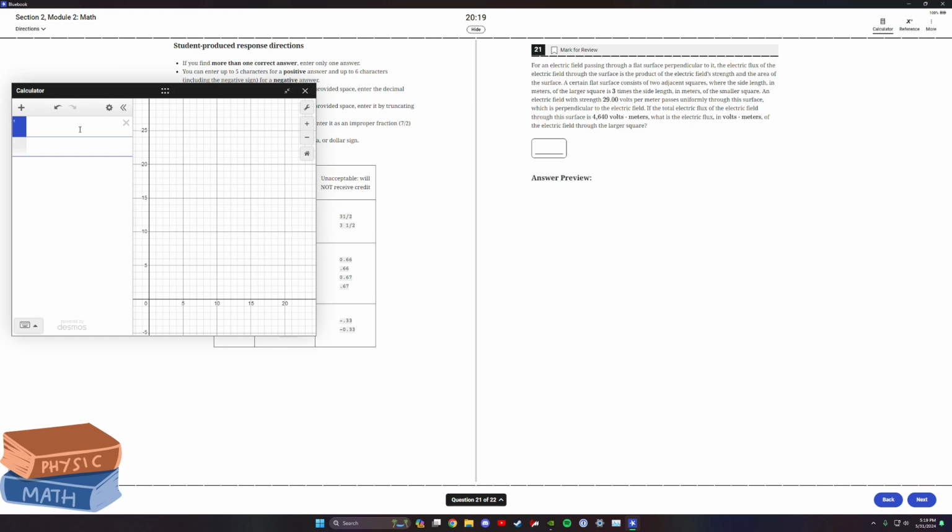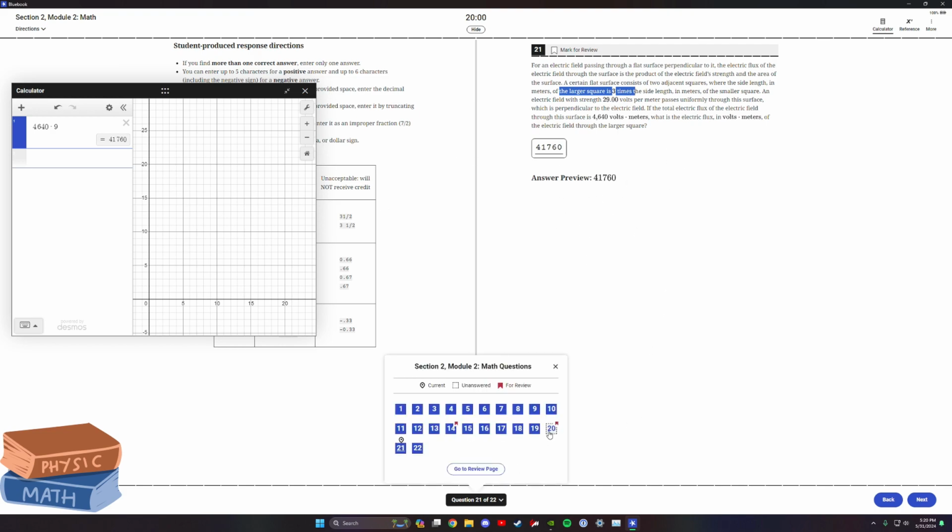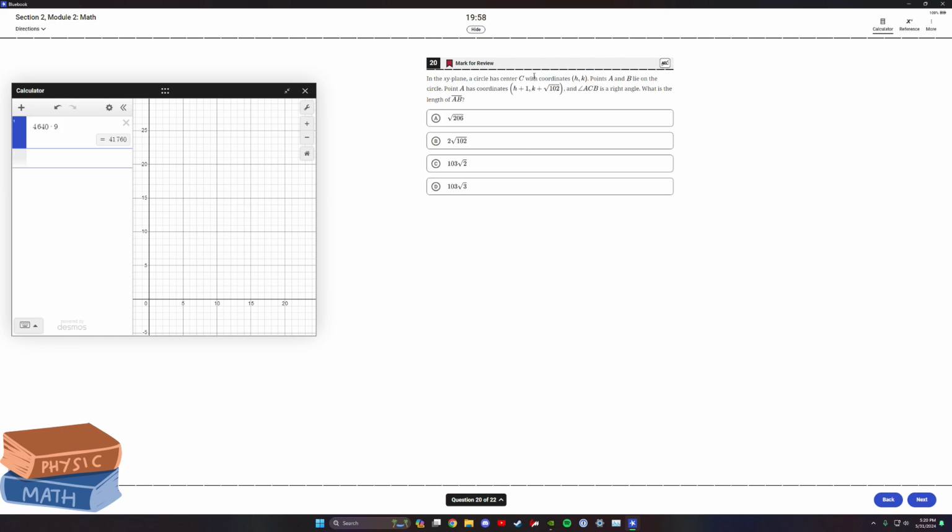So 4640 times 9 gives us 41,760. That's going to be what it is again. The larger square is 3 times as big, but it's 3 times as big that way and that way, so it's 9 times bigger. So that's the correct answer. This question looks like a pain.